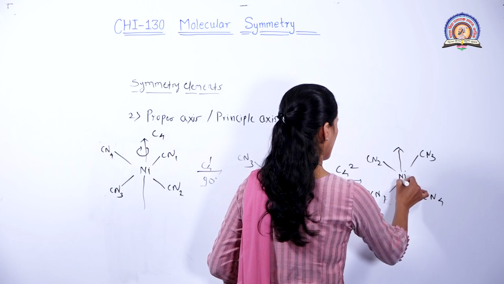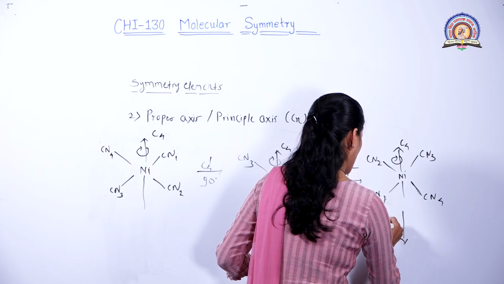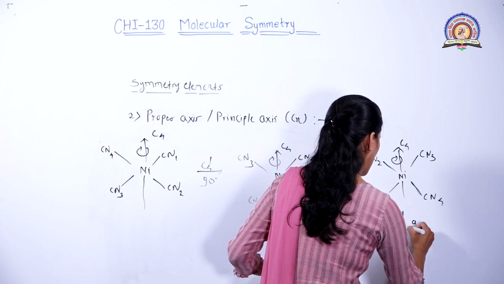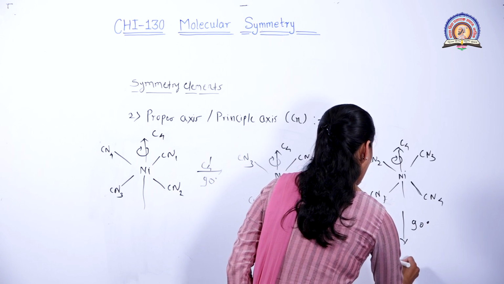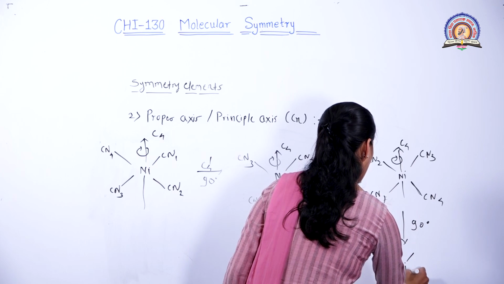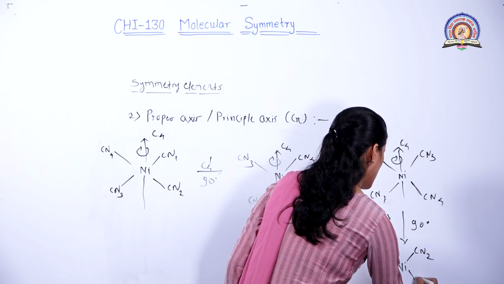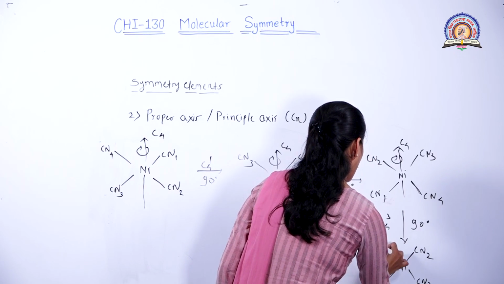So C4, C4 third at 90 degrees. So I get Ni. Now CN2 is here, CN3, CN4 and CN1.